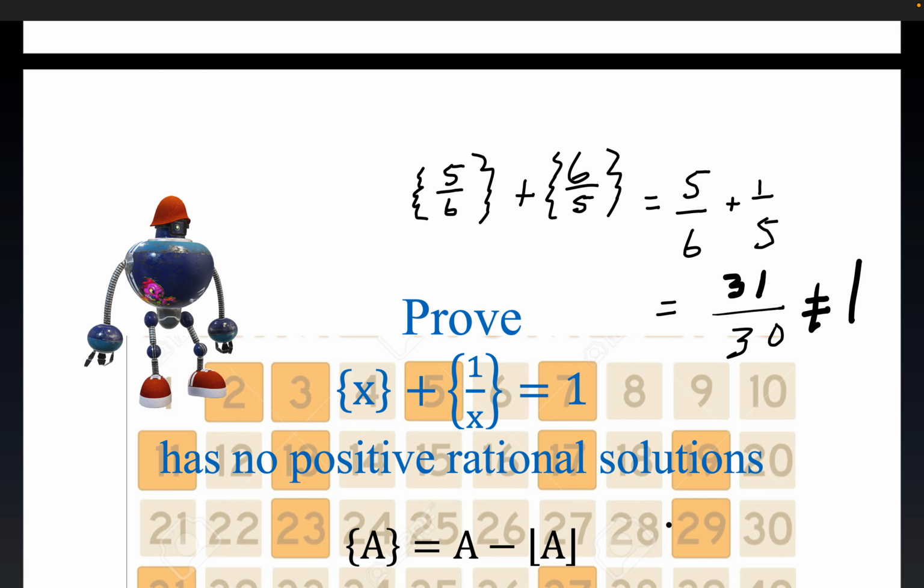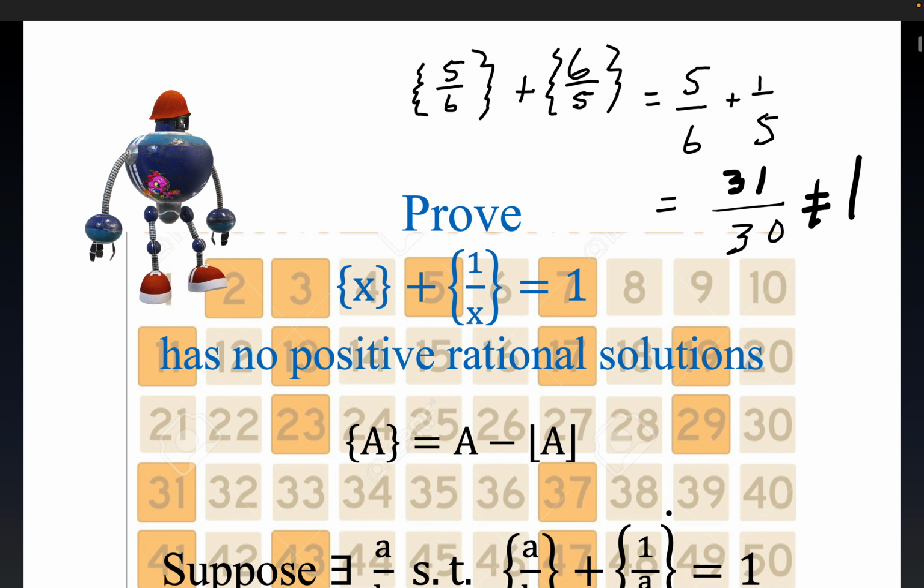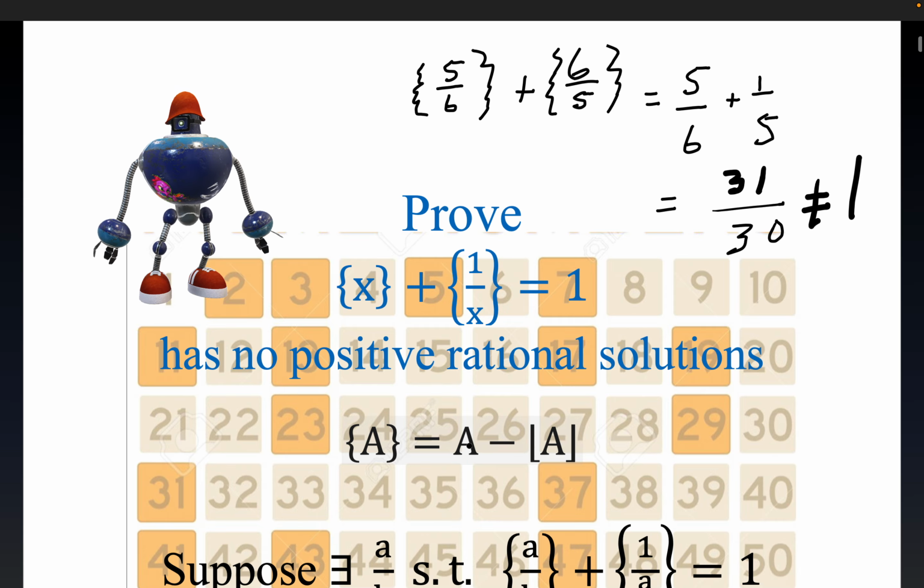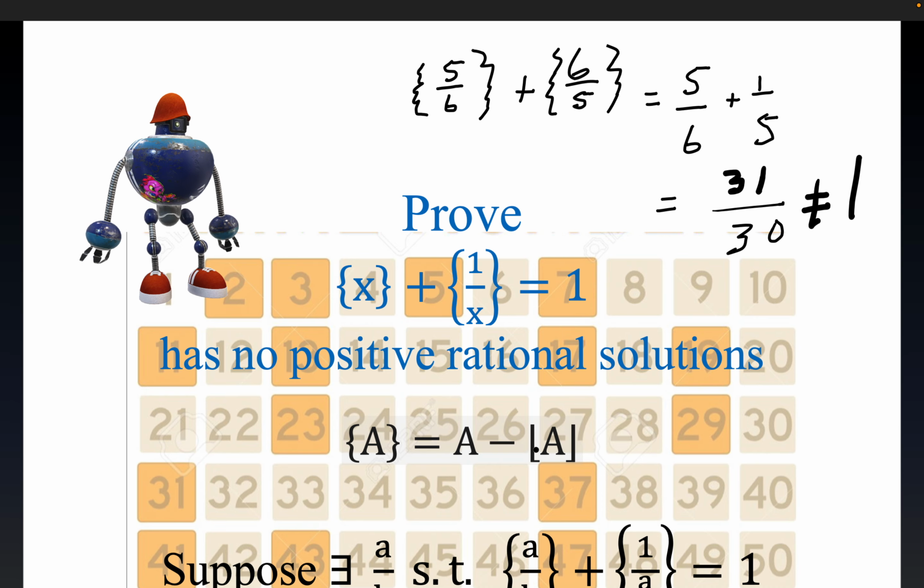Now, this is the definition of the fractional part, and you can check it right here. If you put 6/5 right here, it would be 6/5 minus the floor of 6/5, which is 1. 6/5 minus 1 is the 1/5 that you see right here. So this is just a formal definition. This is called curly braces.